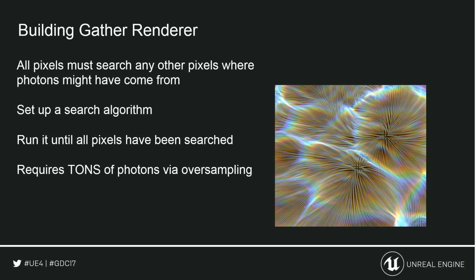You could think of caustics gathering as shooting those rays as individual photons down into your water, but you don't know how far they may travel or where they may end up. So you have every part of your texture doing that search for that location. And my approach to doing that was to set up a search algorithm that will basically iterate over all pixels in the texture, where every pixel searches every other pixel. And then you run that until everything has been searched. And again, it requires a lot of oversampling, especially with increased water depth.